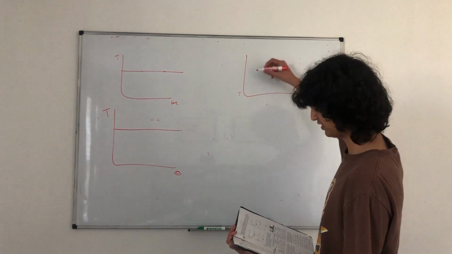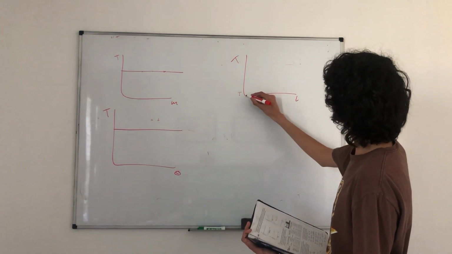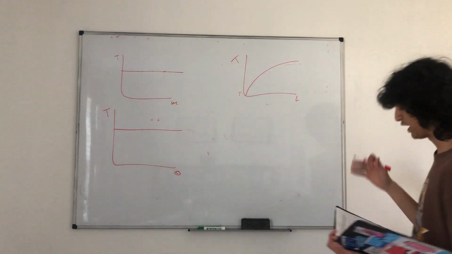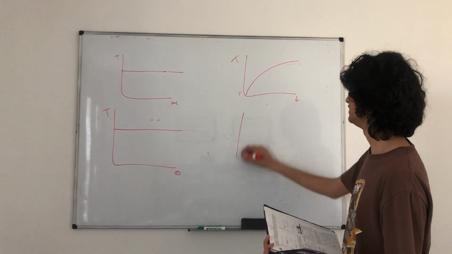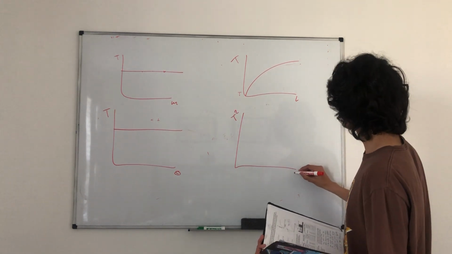Let's do period versus length. So, if you remember from your lab, it was a square root. So as the length is bigger, you just have more T. If you were to linearize that, to linearize a square root, you have to do T squared over L.